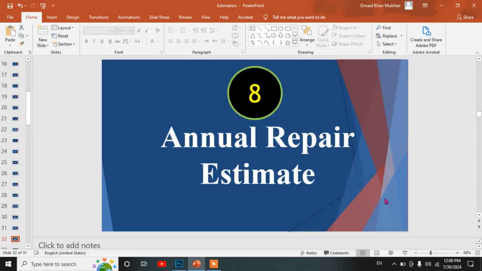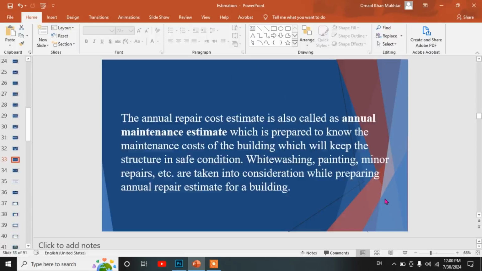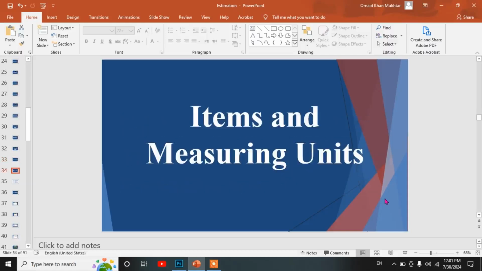Eighth, annual repair estimate. The annual repairs cost estimate is also called the annual maintenance estimate, which is prepared to know the maintenance cost of the building which will keep the structure in safe condition. Whitewashing, painting, minor repairs, etc. are taken into consideration while preparing the annual repair estimate for a building.